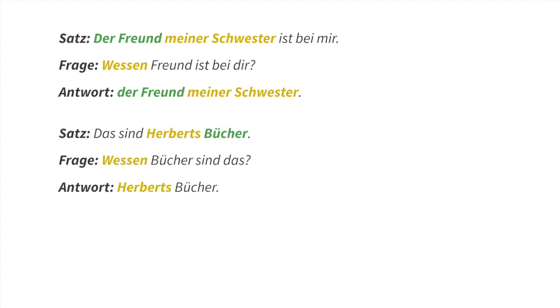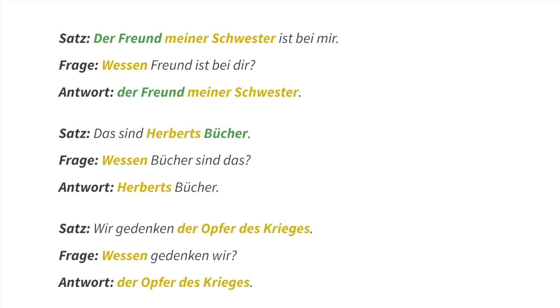If we take another example, das sind Herberts Bücher. Here we have the genitive in the name, Herbert. Yeah? Das sind Herberts Bücher. This is like in English, without the apostrophe, of course. Wessen Bücher sind das? Whose books are these? Herberts Bücher. Okay. And a last one.